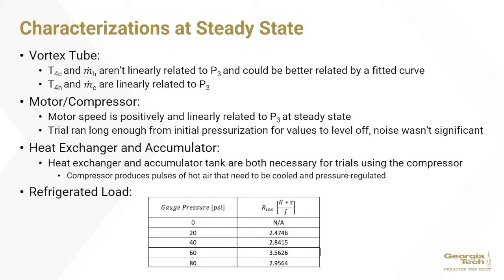Now, to summarize our characterizations of the components and the system at steady state, the vortex tube analysis yielded that T4 hot and cold flow mass are linearly related to P3. However, T4 cold and hot mass flow are not, at least linearly, related to P3. They're probably better off fit by a quadratic curve.